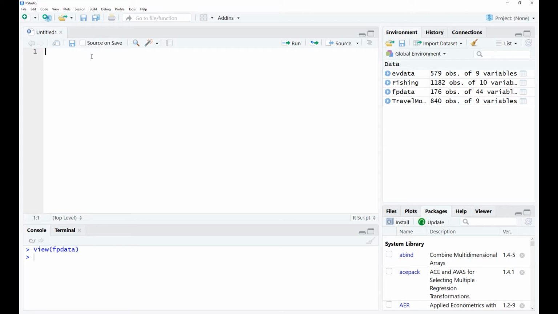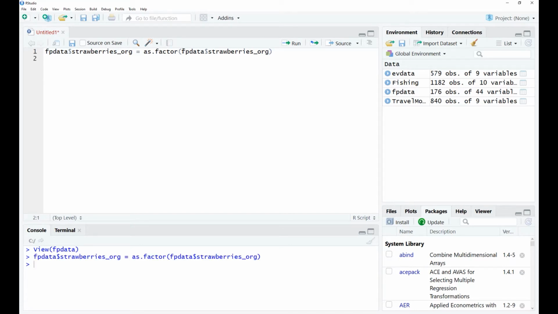So in the first step, to actually use R to calculate this model, we first have to make sure that the dependent variable, in this case strawberries_org, is actually coded as a factor in R. So we write FP_data$strawberries_org equals as.factor, and then we hit enter.